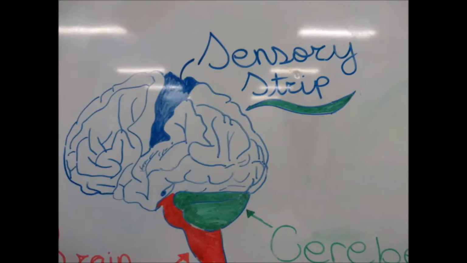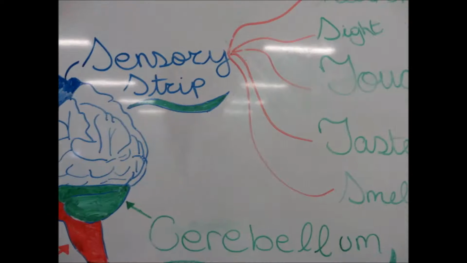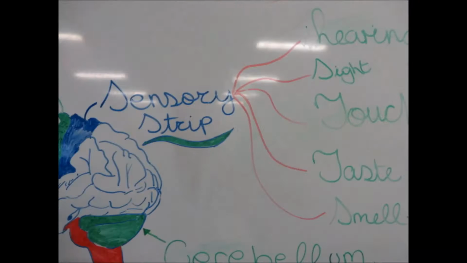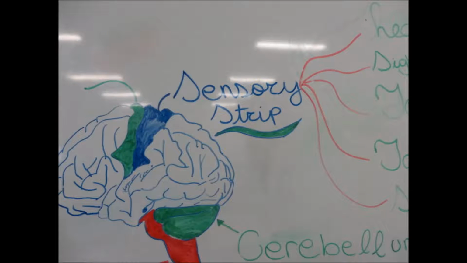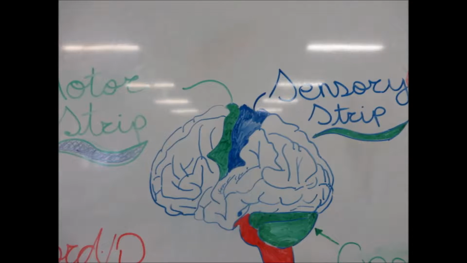Sensory strip. The sensory strip is all your five senses in one part of the brain. Your five senses are hearing, seeing, touch, smell, and taste.